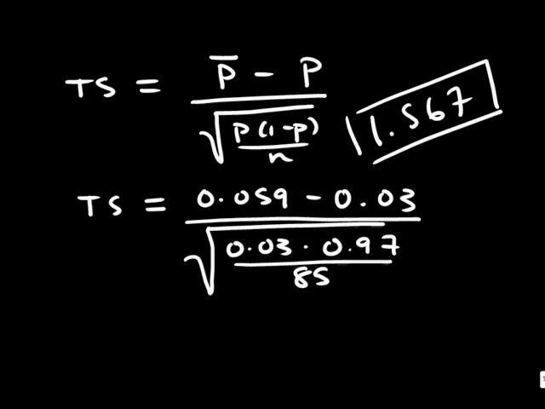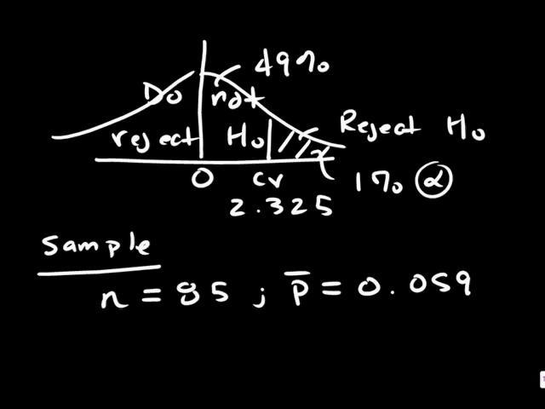Seeing where the test statistic lives on our decision rule, we'll notice that it lives somewhere over here. That's where our test statistic lives. It is to the left of our critical value of 2.325. So because the test statistic value of 1.567 is to the left of 2.325, it is clearly in the do not reject the null hypothesis region. So our conclusion is to simply not reject the null.